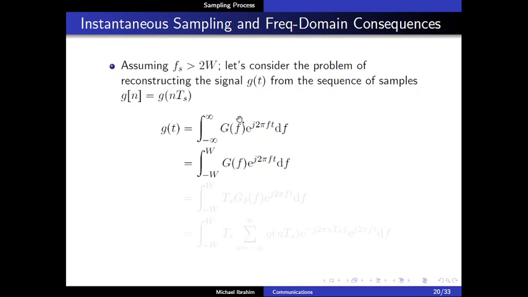But we know that G(f) is assumed to be strictly band limited, that is, G(f) equals 0 for frequencies larger than W and less than minus W. We can simply replace the limits of the integration to be minus W to W. But if you take a look at the previous figure, G(f) in the interval from minus W to W is actually equal to G delta(f), the spectrum of the sampled signal. So we can replace G(f) with Ts G delta(f).